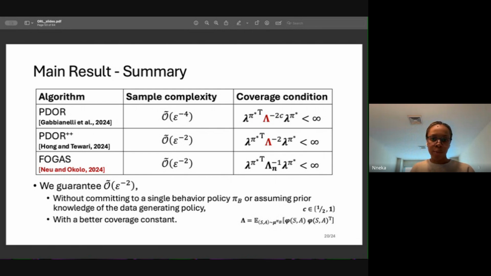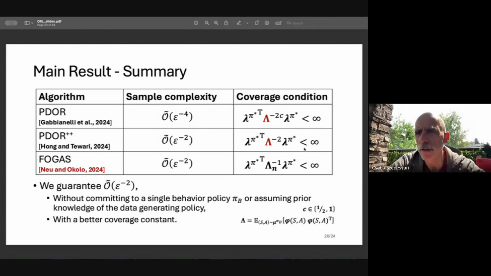And what has been guaranteed in previous works is that, in the specific setting of linear discounted MDPs, you can get an order epsilon to the power minus 4 sample complexity guarantee under this feature coverage condition, where C can take values between 1/2 and 1. So it's much smaller if C is equal to 1/2. Also, you can get a better sample complexity with the Hong and Tewari method with this condition. Of course, because you consider, can I ask a question?